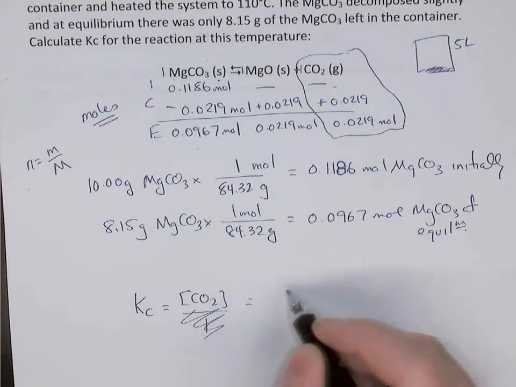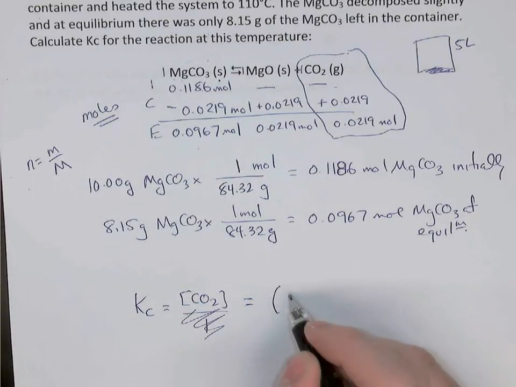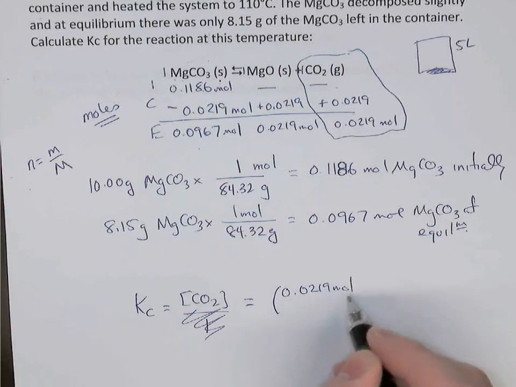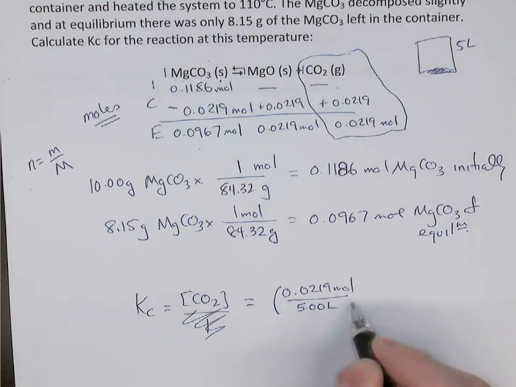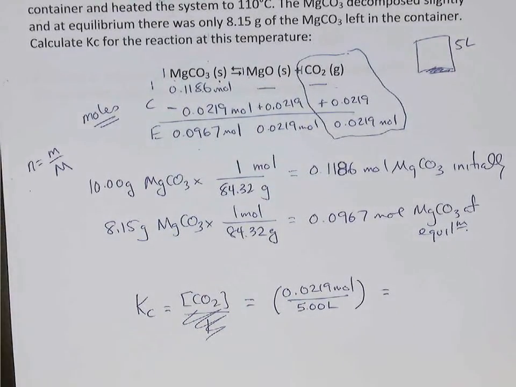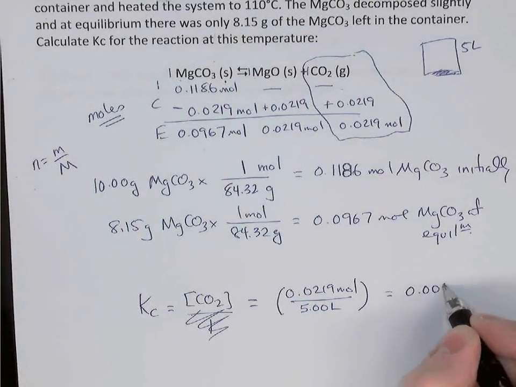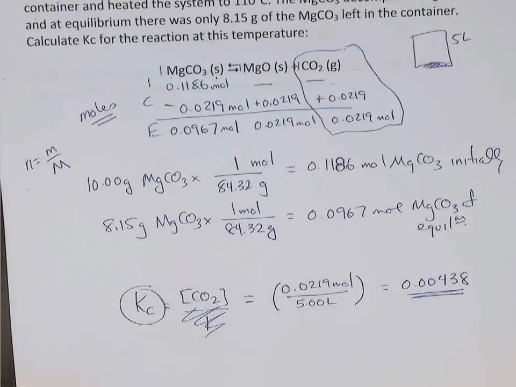So if we grab our little formula, C equals n over V, we can say the moles was 0.0219 moles, and the volume was 5 liters. So it equals 0.0219 divided by 5 liters, and we get 0.00438 as the value for Kc.